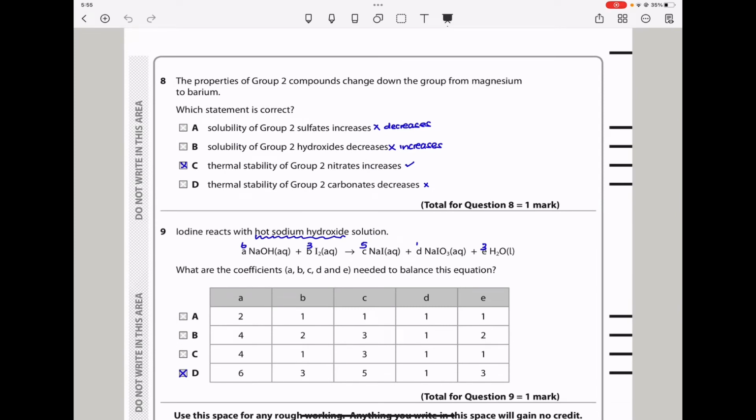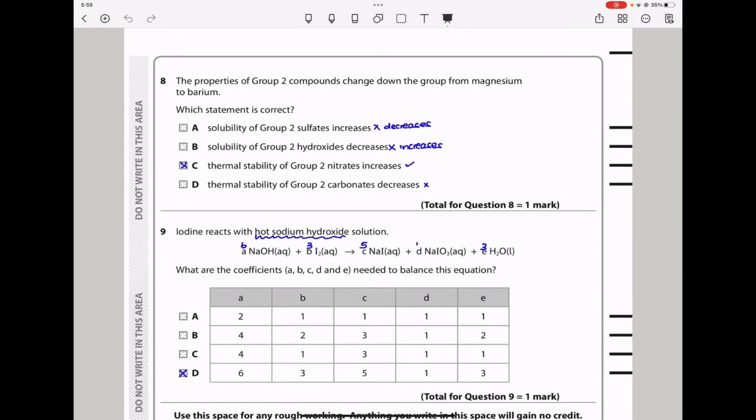The properties of group 2 compounds change down the group from magnesium to barium. Which statement is correct? Solubility of group 2 sulfates increases. That is wrong, because the solubility of group 2 sulfates decreases. Barium sulfate is insoluble, yet magnesium sulfate is soluble.